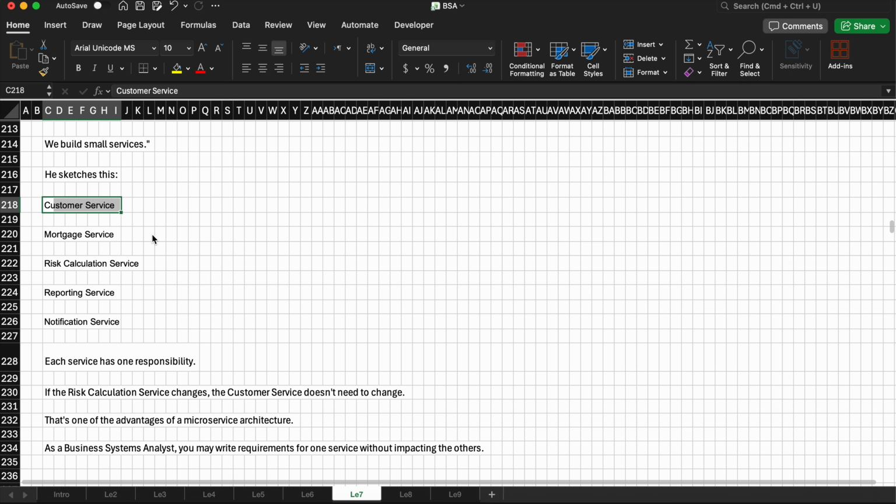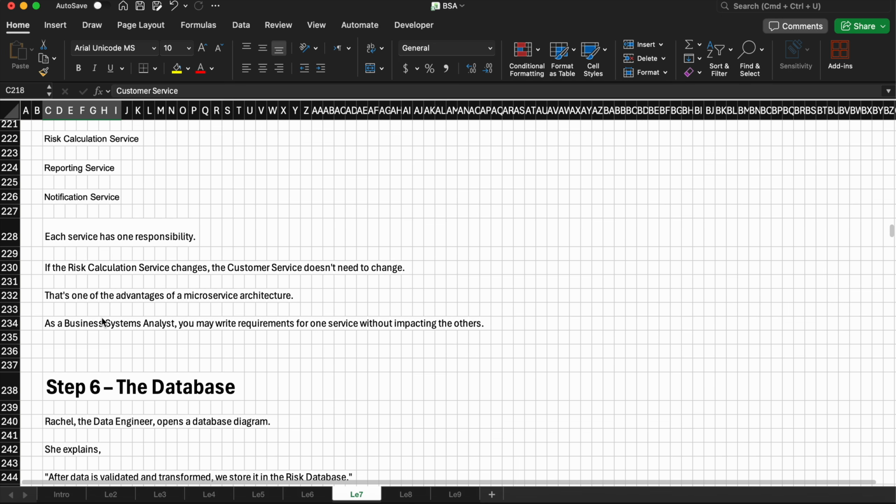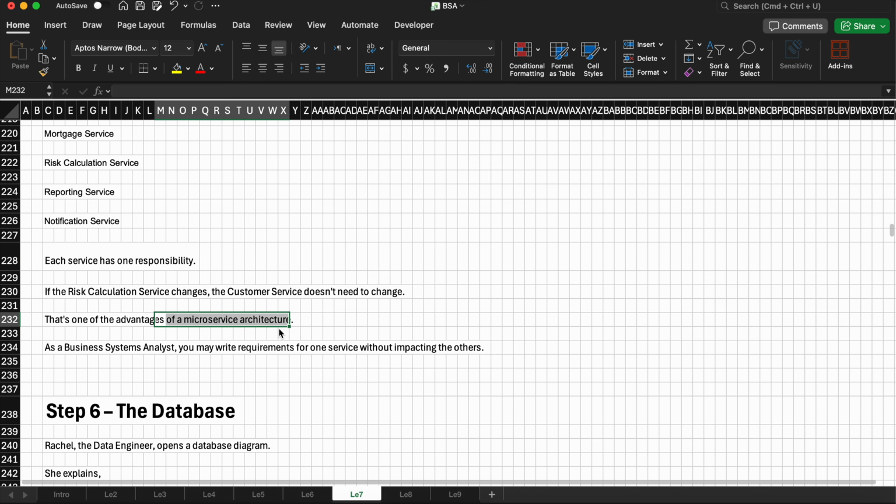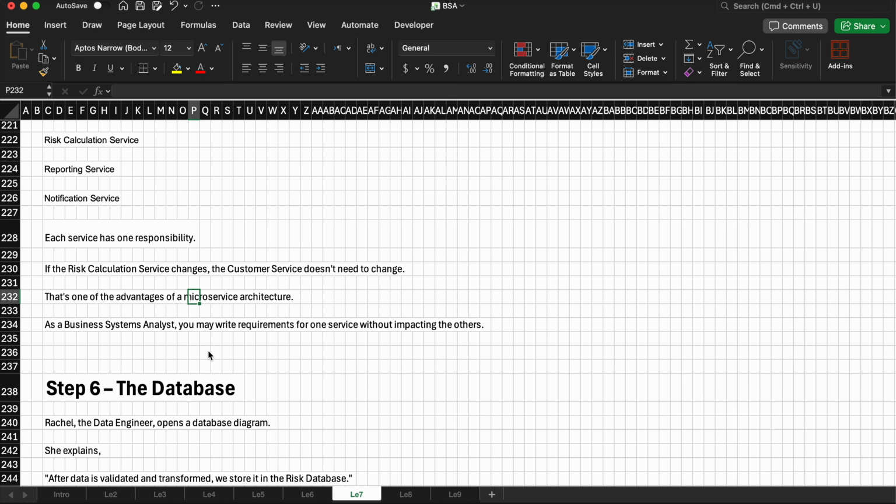Okay, so we'll understand more about microservices in upcoming lessons. That's one of the advantages of a microservice architecture. A microservice is nothing but an architecture: a system responsible for one particular task. The name itself says it, right? Micro is mini, service is functionality. As a business system analyst, you may write requirements for one service without impacting the others, right?